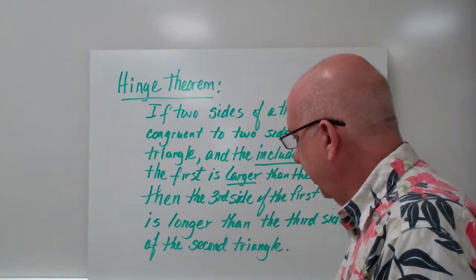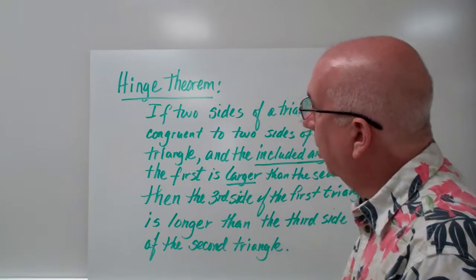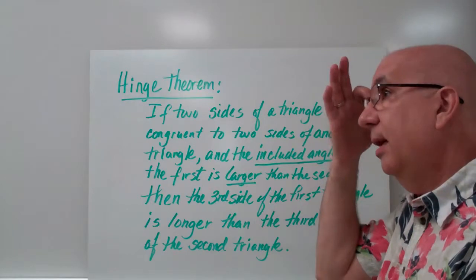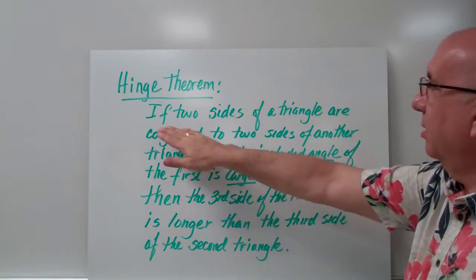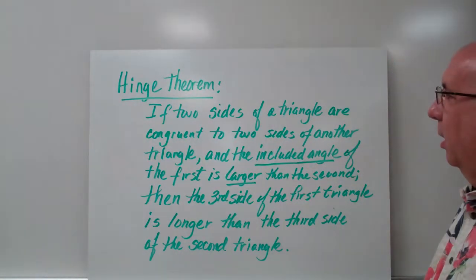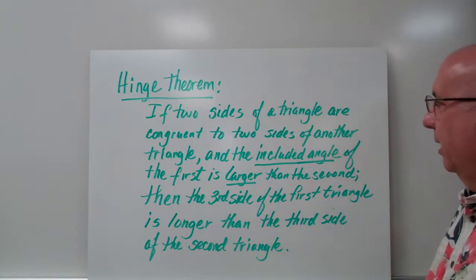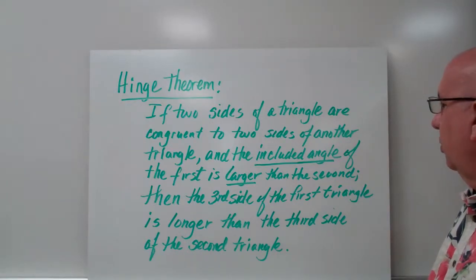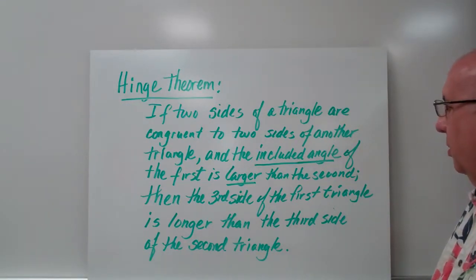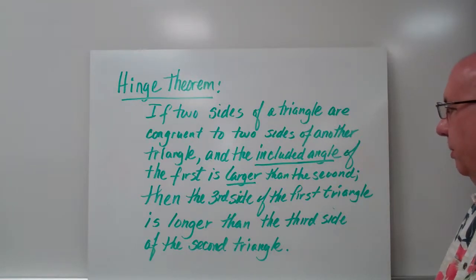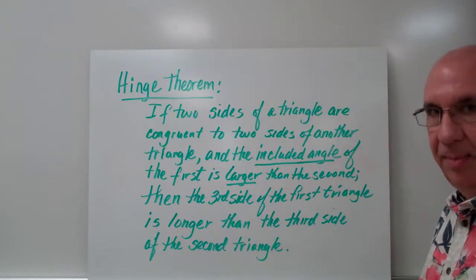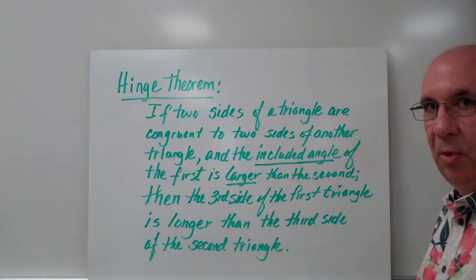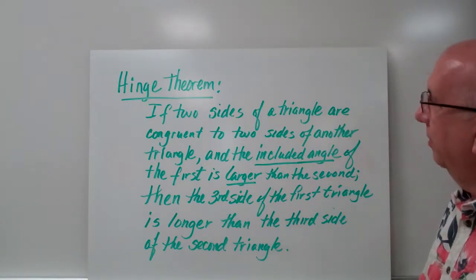The final theorem is called the Hinge theorem. It's called the Hinge theorem because it works like a hinge, and you'll see the example in a moment. The definition of the Hinge theorem is, if two sides of a triangle are congruent to two sides of another triangle, and the included angle of the first triangle is larger than the second, then the third side of the first triangle is longer than the third side of the second triangle. You need to copy this down, and I'm going to show you what this means on the next screen.